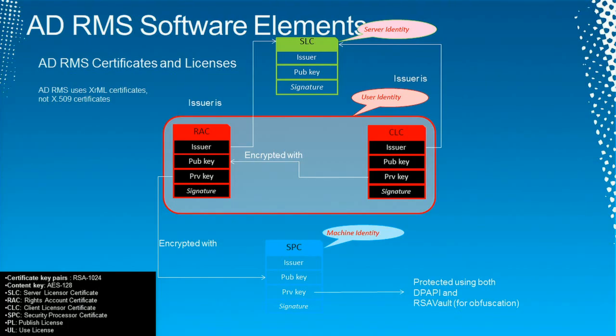But essentially, at the end of the day, the SLC key does two things. One is it's going to issue the RAC for the users, and it's also going to issue the CLC, which enables the user to protect content to it.